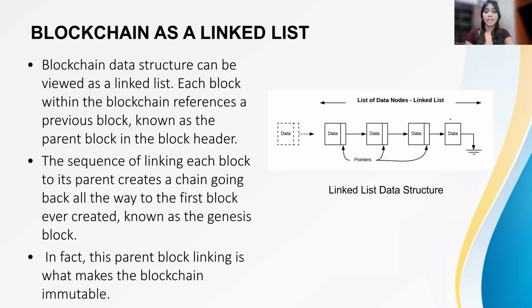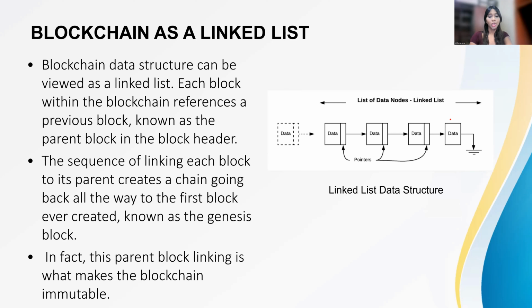Now we can see in the diagram on the right side a linked list of the data structures. The blockchain data structure can be viewed as a linked list, and each block within the blockchain references a previous block, known as the parent block, in the block header. So the blockchain's linked list is built with hash pointers instead of normal pointers. In a linked list, you have a series of blocks, and each block has data as well as a pointer to the previous block, as we can see in the diagram on the right-hand side. So in a blockchain, the previous block pointer is replaced by the hash pointer.